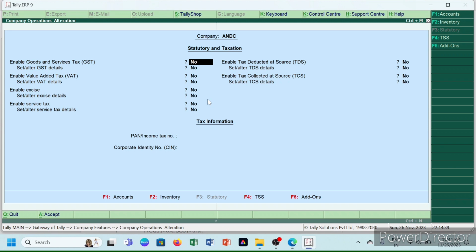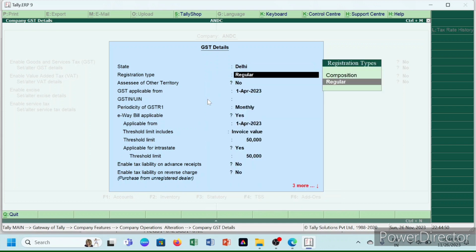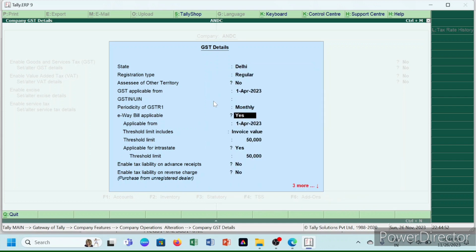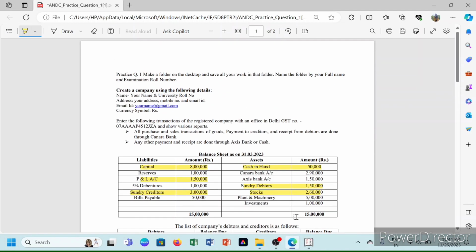This is a very important part. Since we are using GST in this question, you have to enable GST, yes and yes. It is already mentioned that this is Delhi. This is the GST number given here. You have to put this number, and this is the already given Delhi GST number.